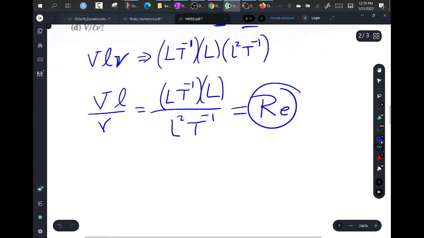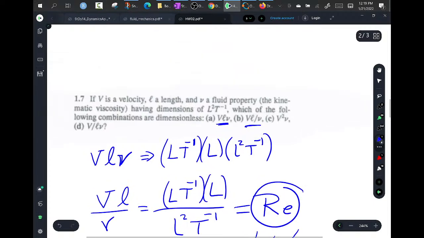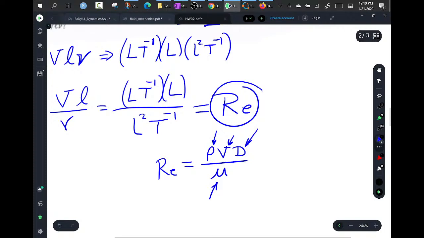It's written usually in two ways. Reynolds number, which is non-dimensional, is rho, velocity, diameter, or a length thing over mu. This is for pipes, so this will be some sort of length thing. That's the velocity. That's the density. That is the viscosity, but it is not the kinematic. It's the dynamic.